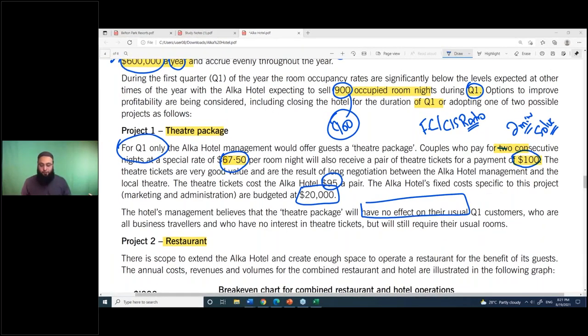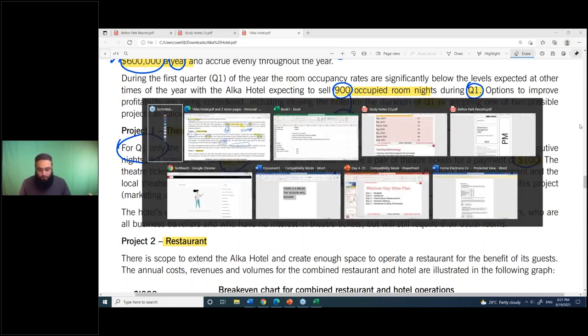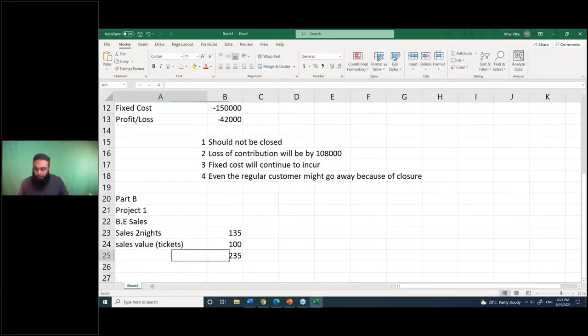Okay, so you found the answer. Let me see what answers you people are getting. I can see answers here, 235,000. And okay, that's great. So let's begin with the calculations. 235 is the selling price that you have here.